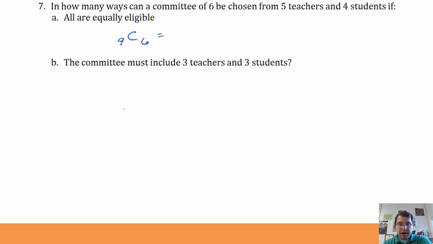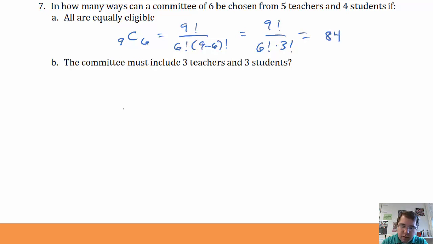According to my formula, 9 things combined 6 at a time is 9 factorial divided by 6 factorial times 9 minus 6 factorial. That's 9 factorial divided by 6 factorial times 3 factorial. And working that out, we get 84. So if my committee is just 6 out of those 9 people, I can form 84 different groupings of 6. But what if the committee must include 3 teachers and 3 students? So it's not just any 6, specifically 3 teachers, 3 students.